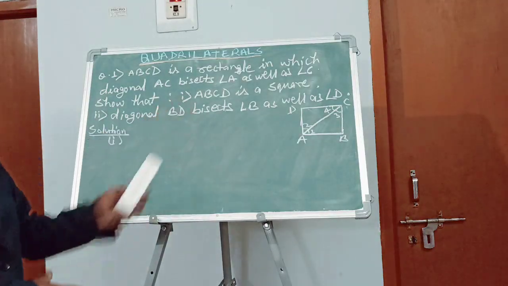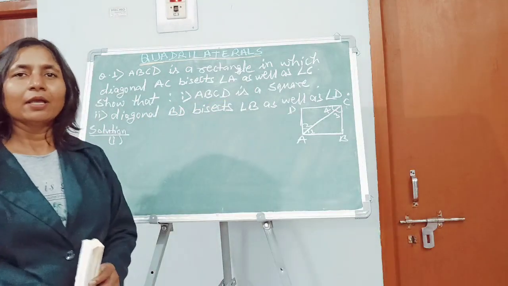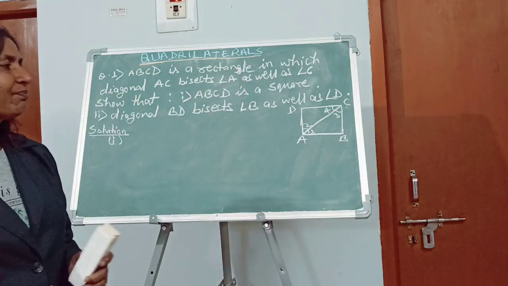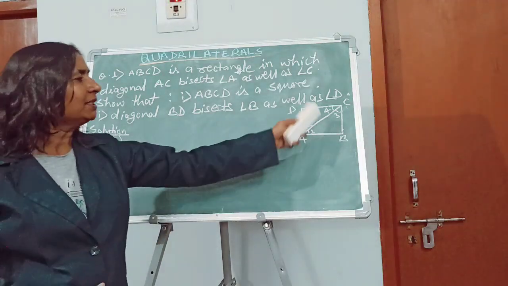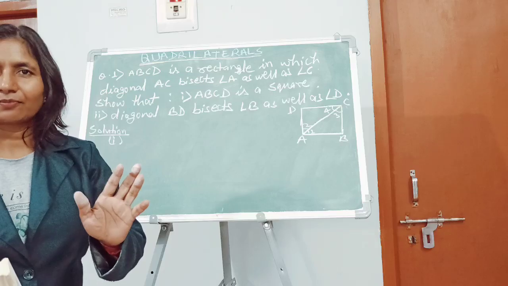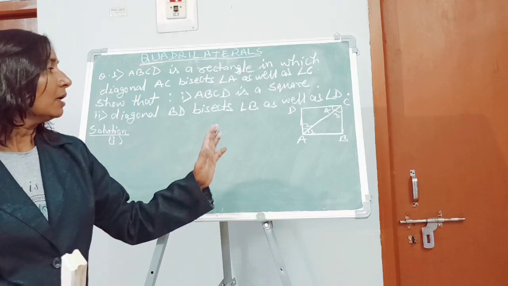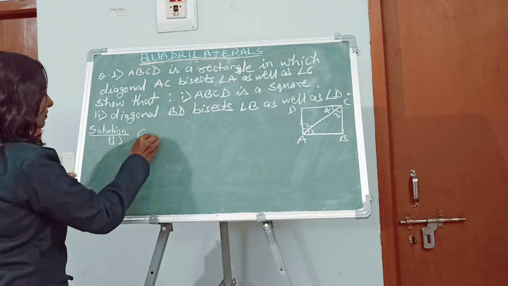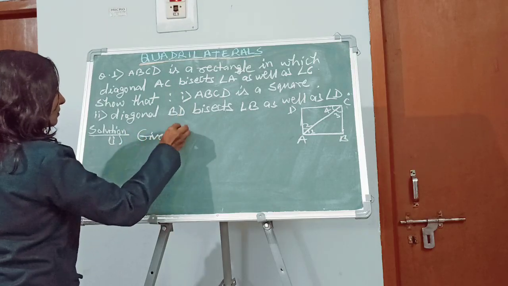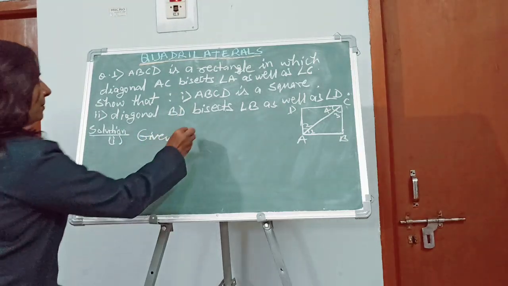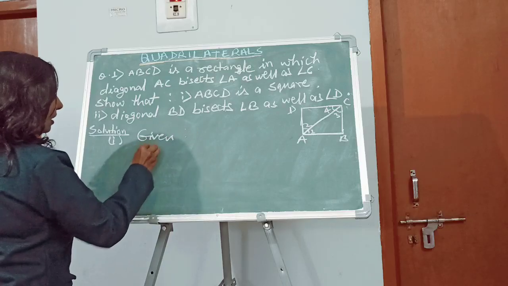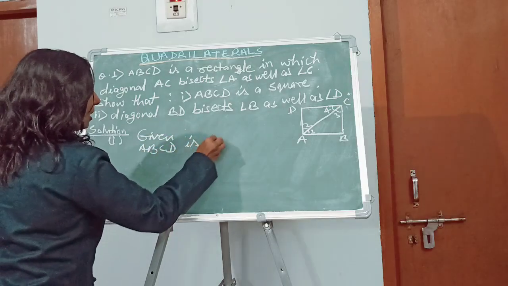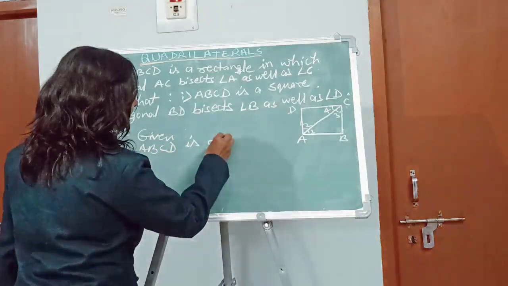Which one? ABCD is a square. So, my dear children, what is given? ABCD is a rectangle. It is given. Let us write given. What is given? ABCD is a rectangle.